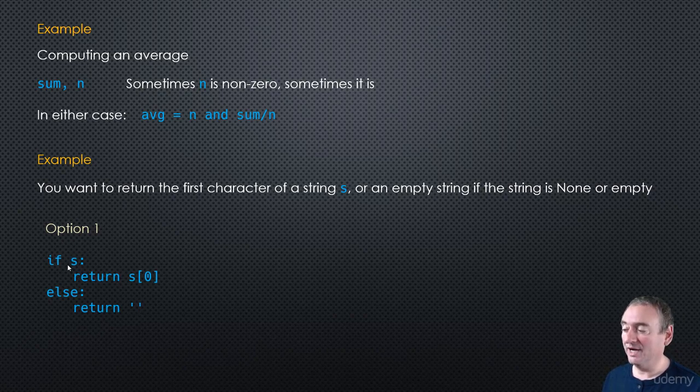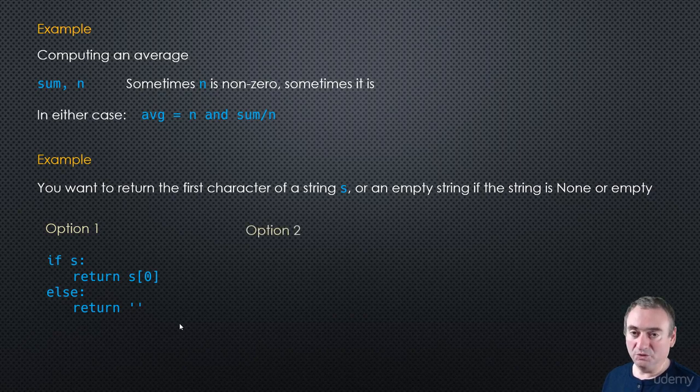Well, yeah, that will work, right? If s is none, or if s is a string with length 0, it's going to be falsy, so it's going to return this empty string here. But if s is a string with characters, then its length is greater than 0, which means that it's going to be truthy, and we're going to return s[0].